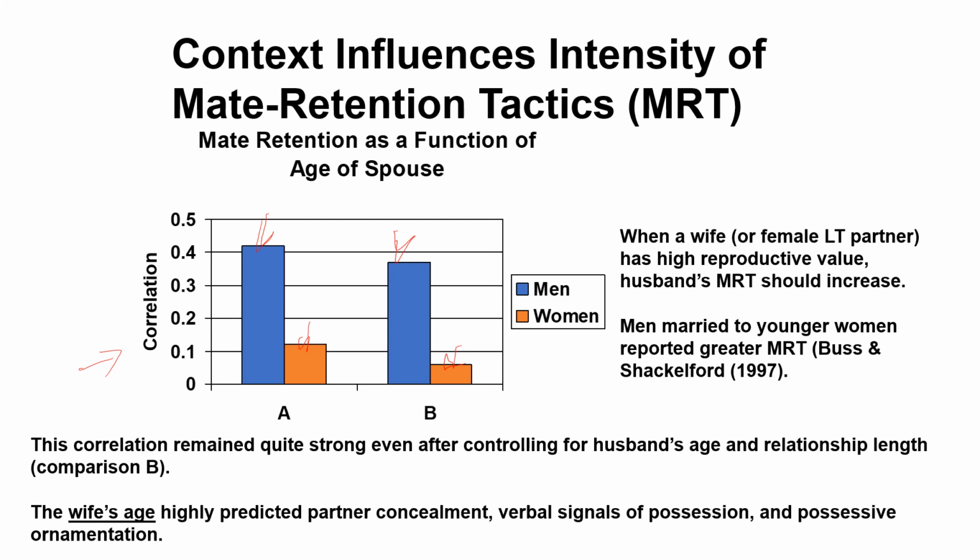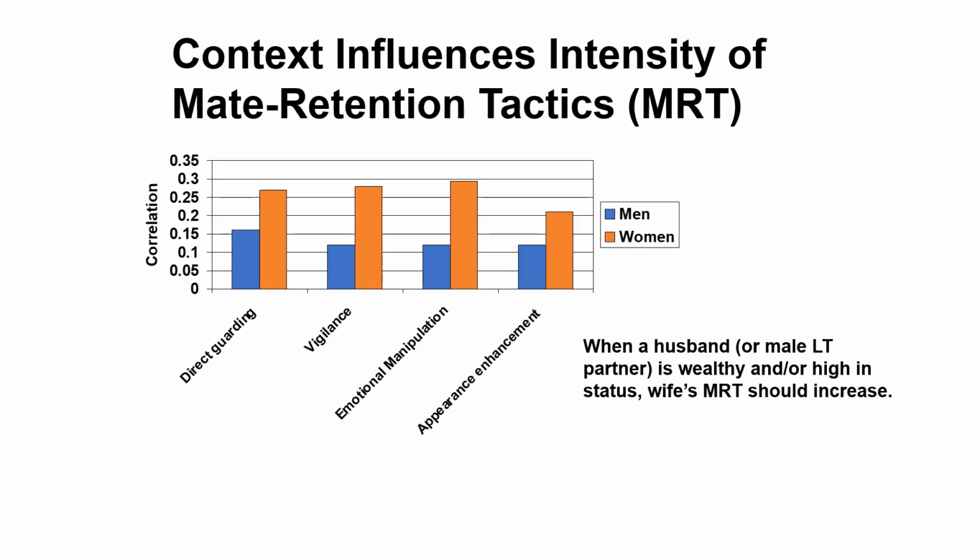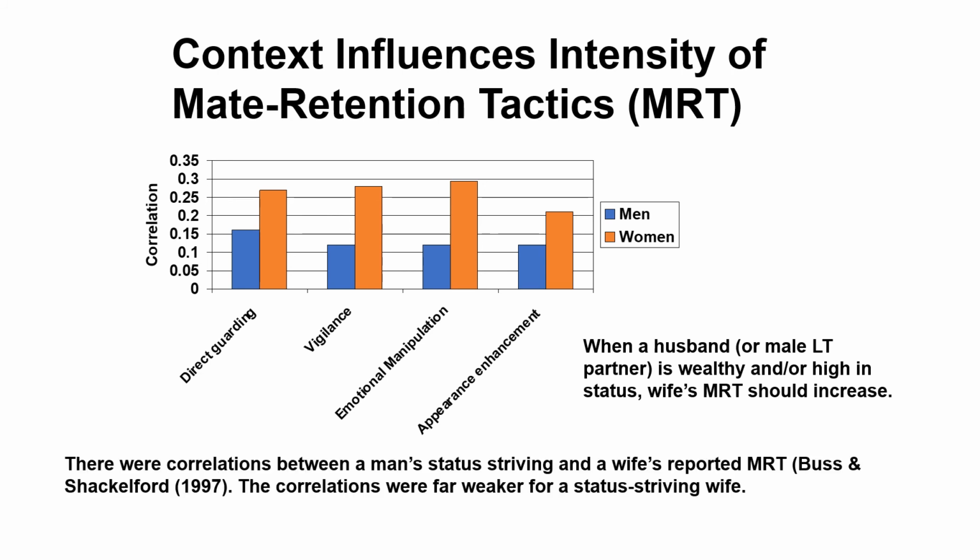How about the other side of the coin? For women, when a husband is wealthy and or high social status, the wife's mate retention tactics should increase. And what has been found here is the correlations between men's social status and a wife's mate retention tactics. That's what you see up here. So this is male social status or partner social status and mate retention tactics. The correlation is higher for women than it is for men of these specific mate retention tactics: direct guarding, vigilance, emotional manipulation, and appearance enhancement. The correlations were far weaker for a status-striving wife, so for women who are higher status.